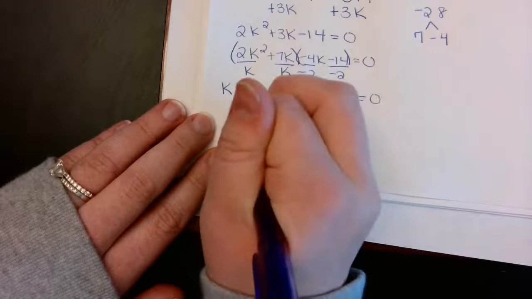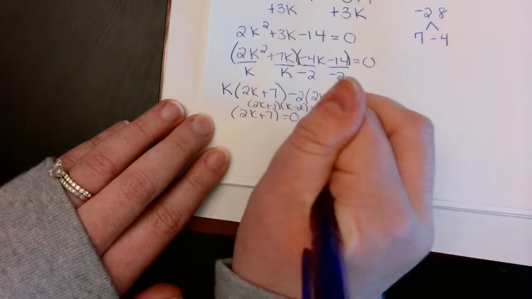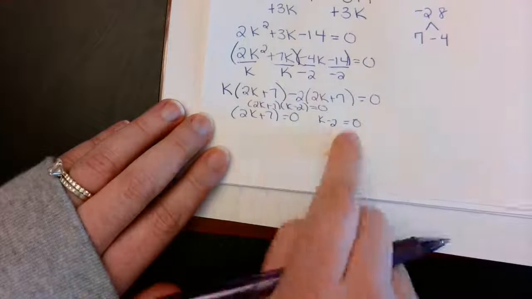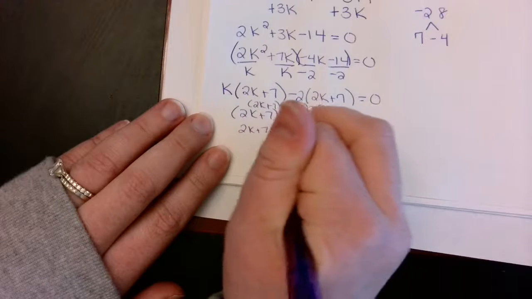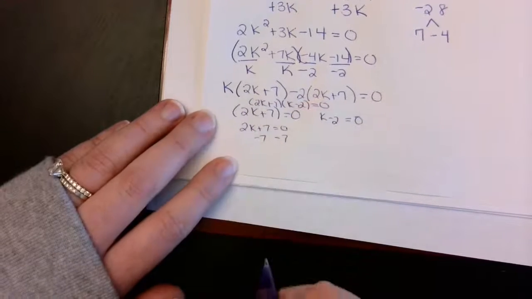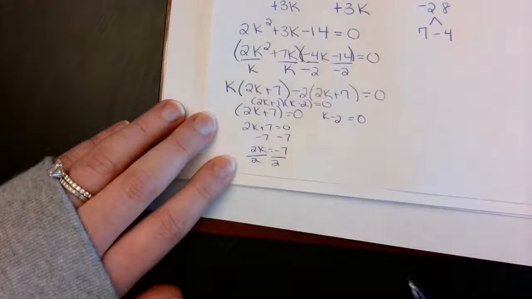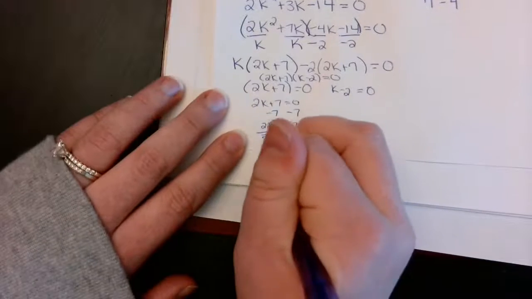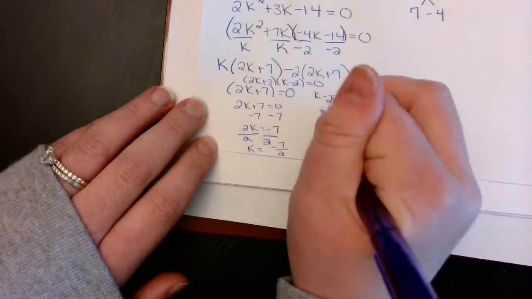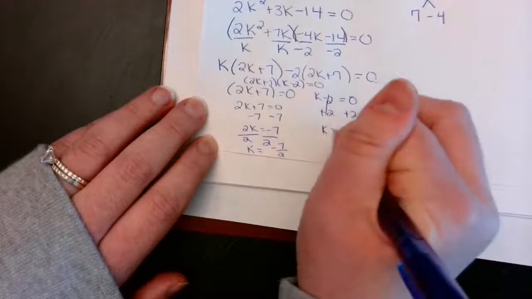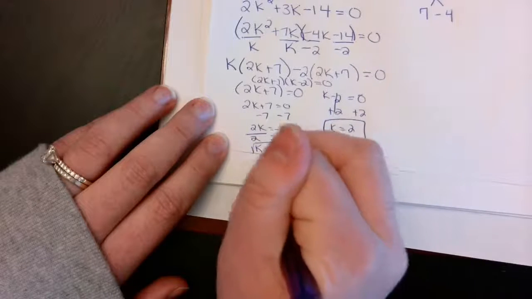Oh, I missed a step in between, I'm sorry. It's 2k plus 7 times k minus 2 equals 0. Set both of them equal to 0. So then 2k plus 7, I can subtract a 7 and divide by 2. So then my answer would be k equals negative 7 over 2. Add 2, k would equal 2. So my two answers would be k equals 2 and k equals negative 7 over 2.